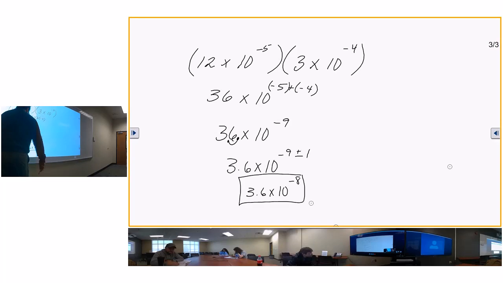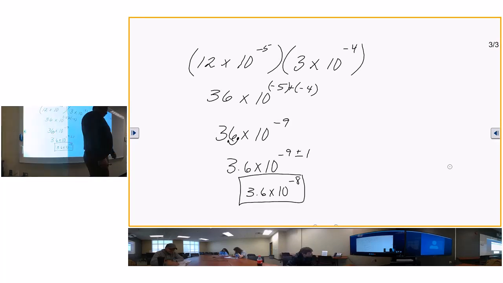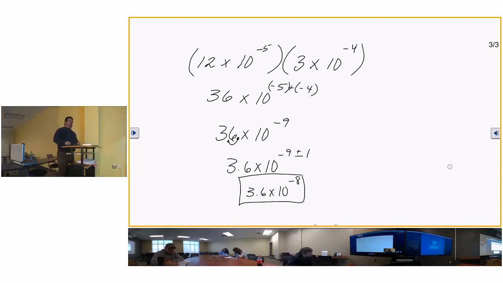Now, if you got 3.6 times 10 to the negative 8, you don't have anything to worry about. If you didn't get to the negative 8, then it's broke. You need to fix it. How you fix it, that's up to you. So let's try the quotient rule.